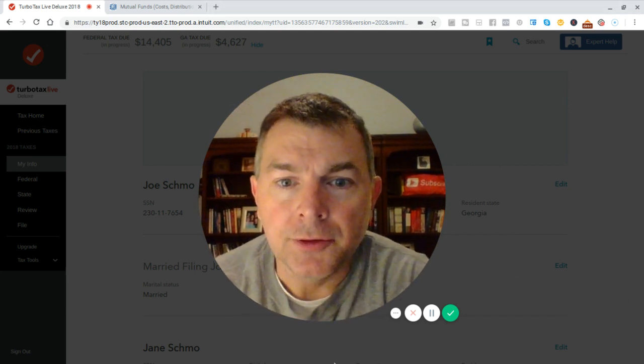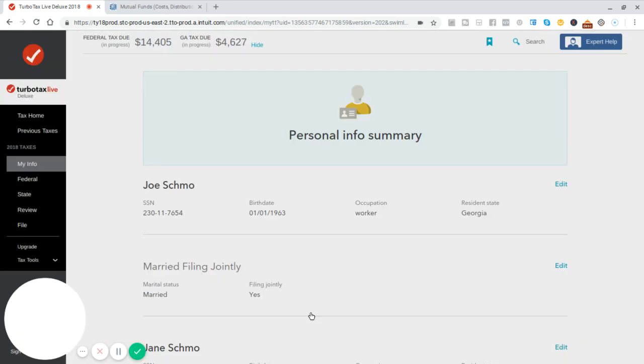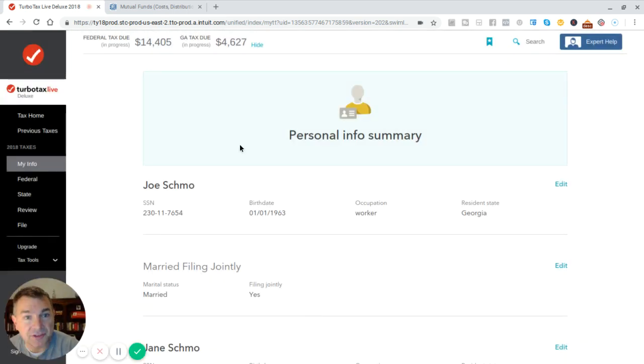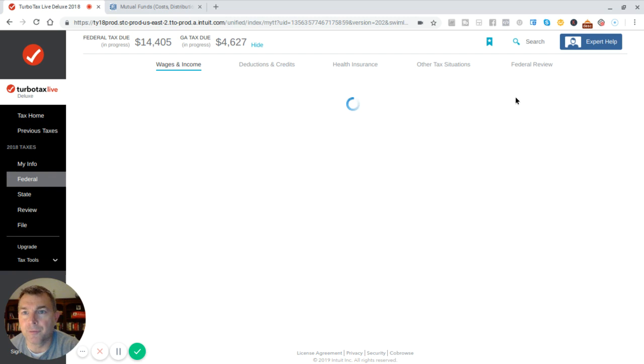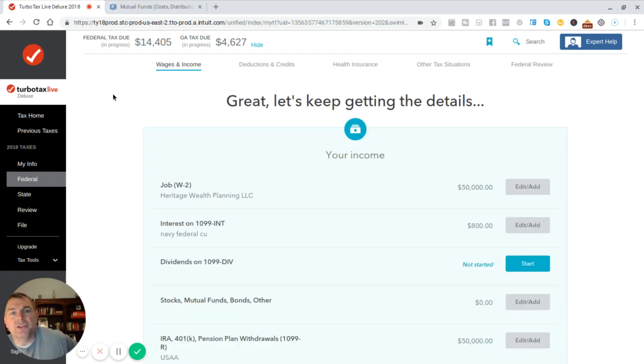All right, so let's dive right into this. We're going to look again at my fake tax return, Joe and Jane Schmo out of the great state of Georgia. We're going to click on the left column where it says Federal. We're going to click that, and you'll see the 5 different tabs at the top. Wages and income is what we're looking at, because anytime you have income coming in, you have to click on wages and income.